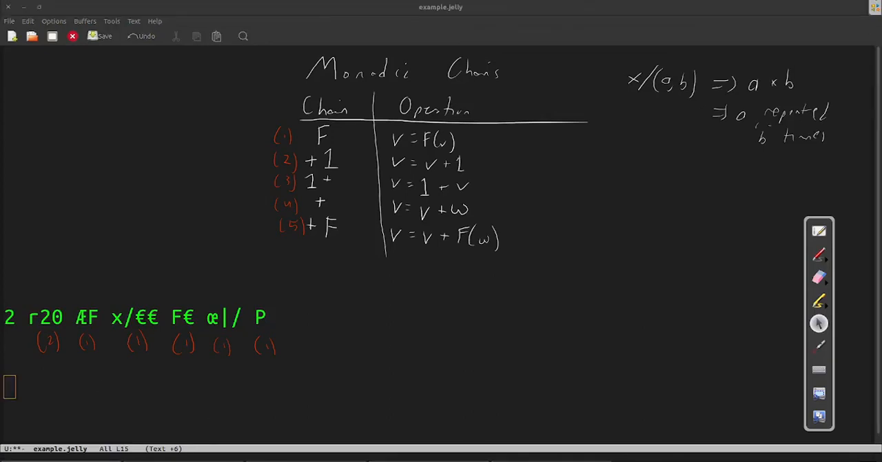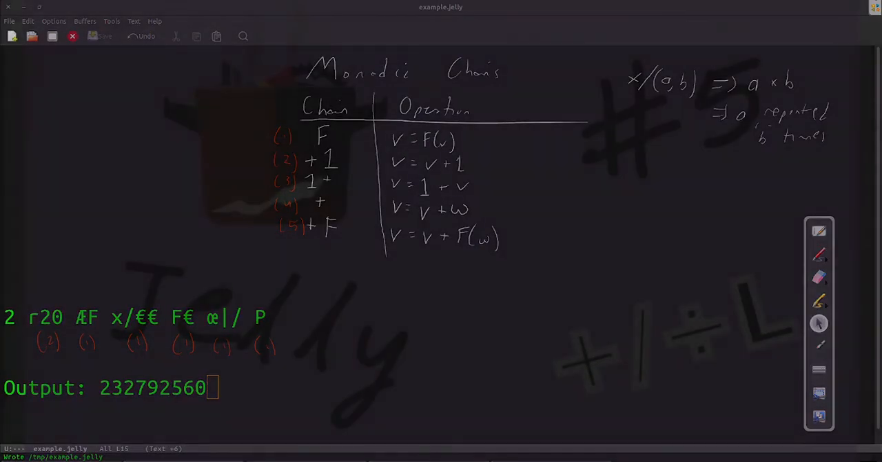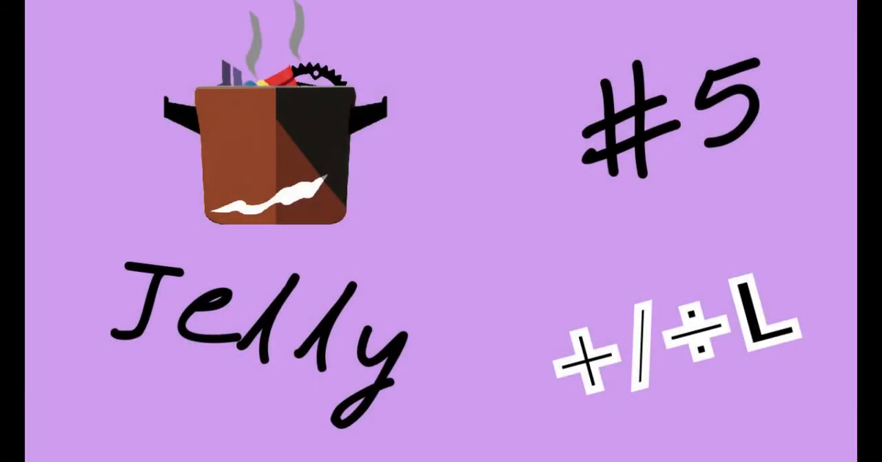This solves Project Euler problem number 5 in Jelly. Tune in next time when we take on the 6th problem in hexagony, the hexagon-based programming language.